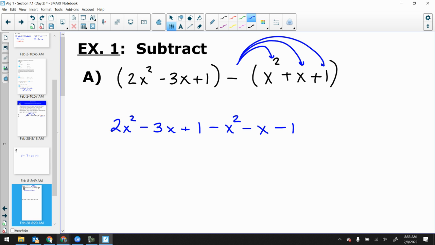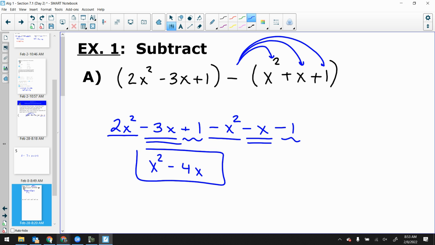Everybody's sign flips on the right side. And then we just combine like terms. At this point in this second step, okay, now the parentheses are gone. We say 2x squared minus x squared to get x squared. We say negative 3x and a minus x to get negative 4x. We take a plus 1 and a minus 1, and that will obviously cancel. And there's my answer, x squared minus 4x.